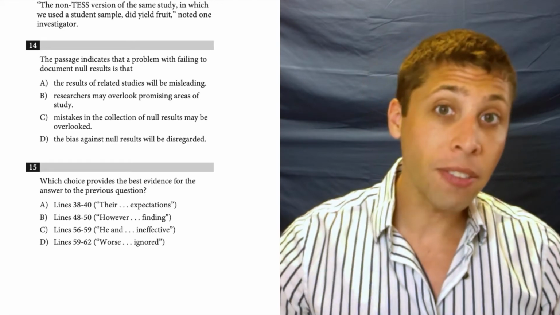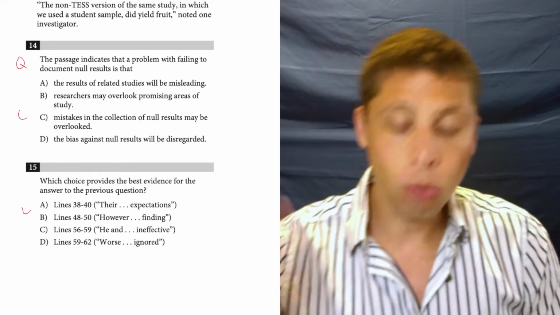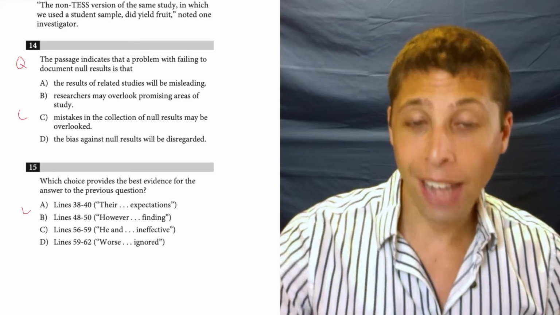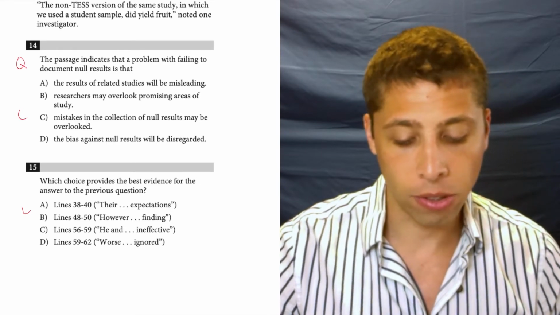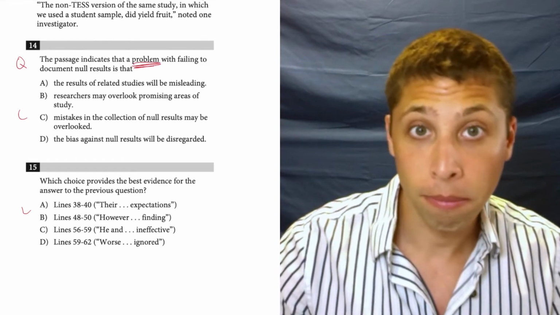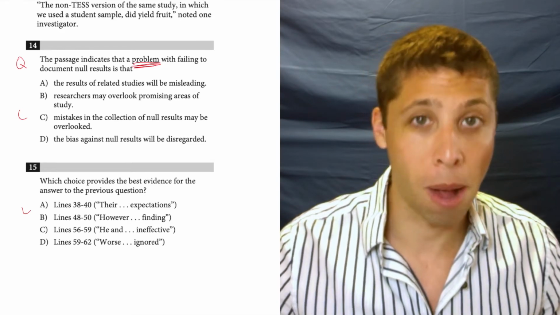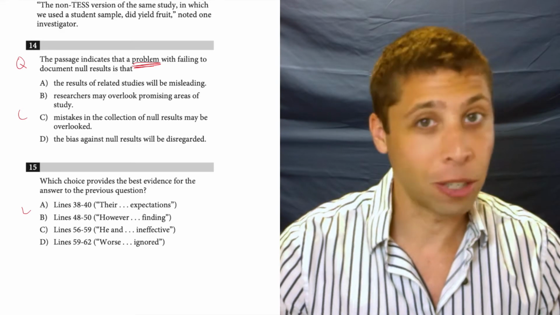But before we dive into those line references, let's make sure we're following the QLC method. We need to read the question and make sure we understand what we're looking for as we read those line references. So the passage indicates that a problem with failing to document null results. Well, I would underline the word problem here. Show your work, right? So that's what I'm looking for. Something negative, some sort of problem. I'm not going to dive too much deeper. If it has a problem in it, that's a good line reference.